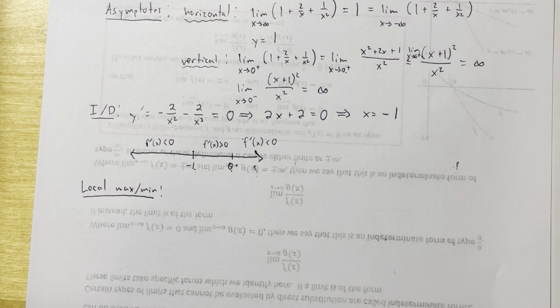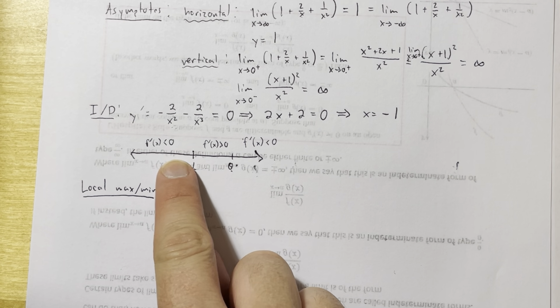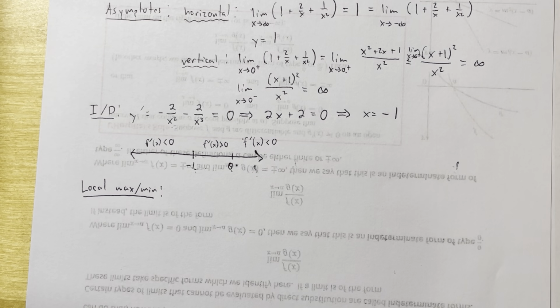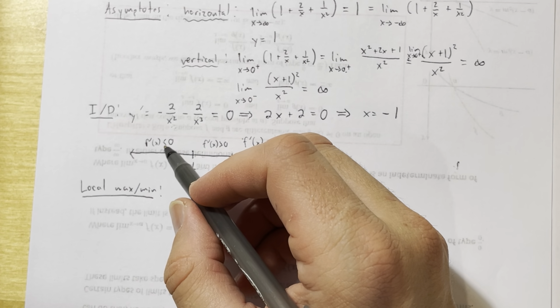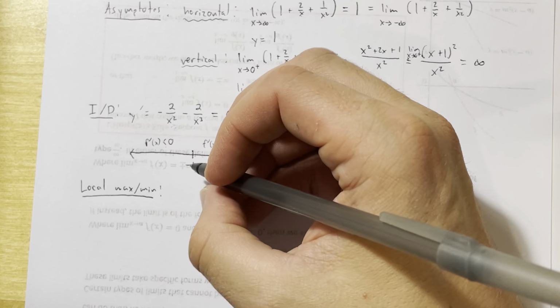It makes the most sense to use the first derivative test because we've already done the work right here. So this is a critical number, negative 1, and we know that our function is decreasing because its derivative is negative here.